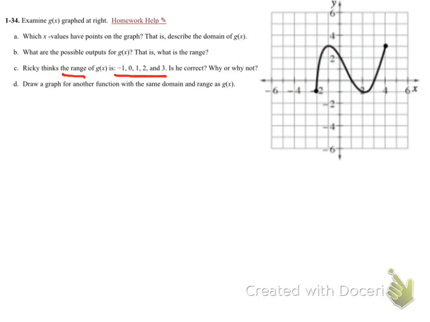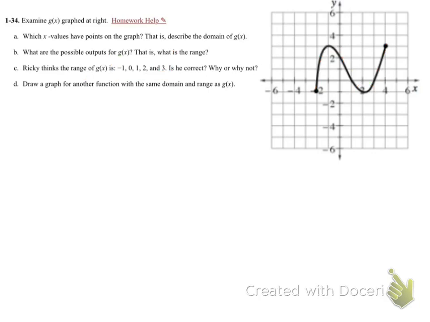However, there are also values in between. So since we have a continuous function, it is a smooth curve all the way through those points, we not only have the points they are talking about, but we also have the decimals that are between them. So Ricky is not correct because we have all the decimal points that are between those integers as well.